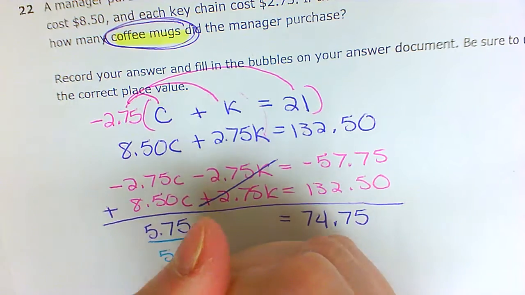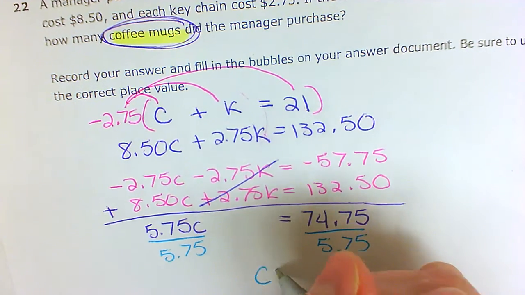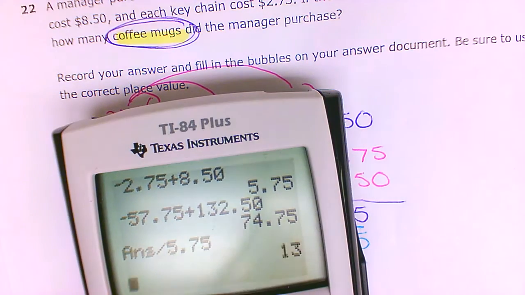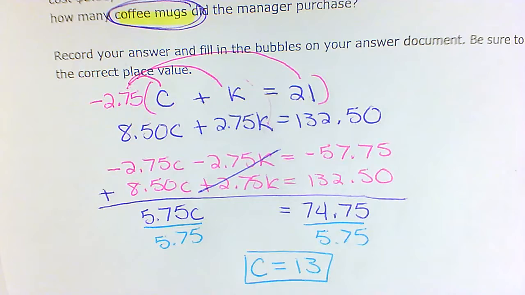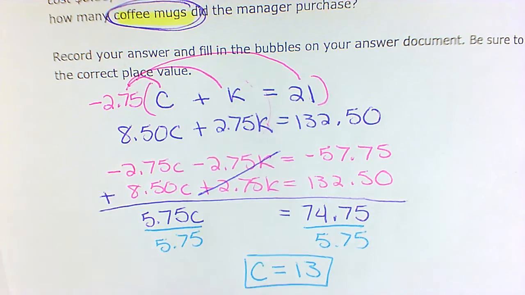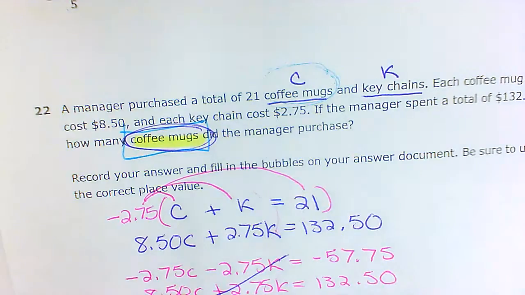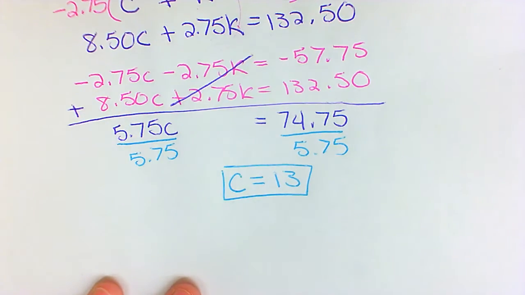So I have one more step in order to find my value of C. I'm going to divide both sides by 5.75. And I end up with C is equal to 13. And just double checking myself, because anytime you do one of these system questions, make sure you're answering the right problem. They said they wanted coffee mugs. We let C equal coffee mugs, and we found the value of C. So our answer is 13.